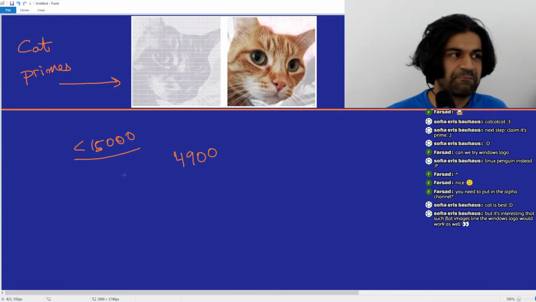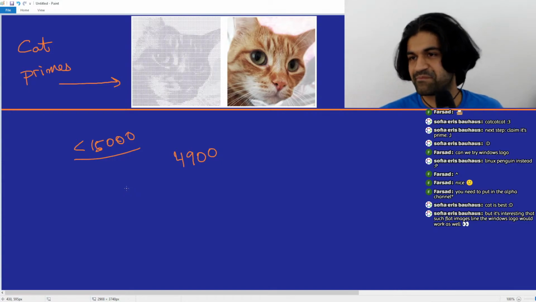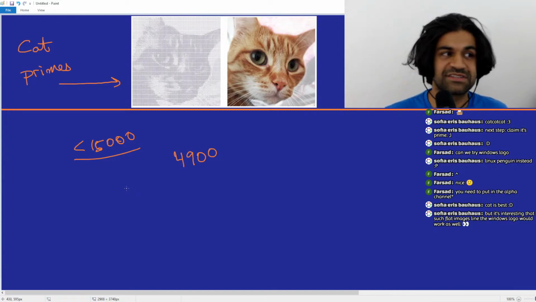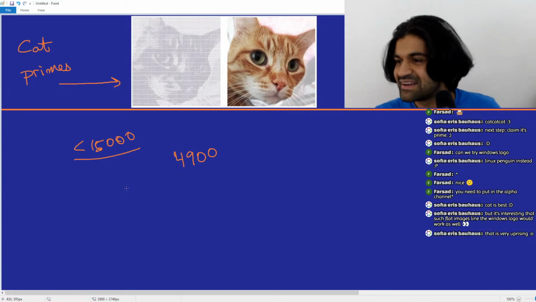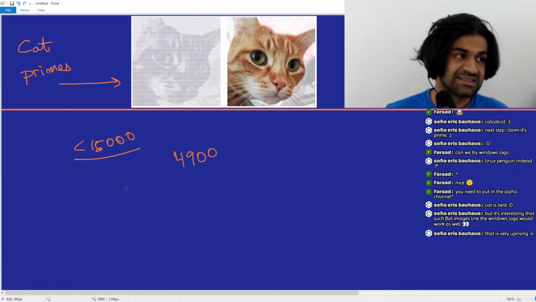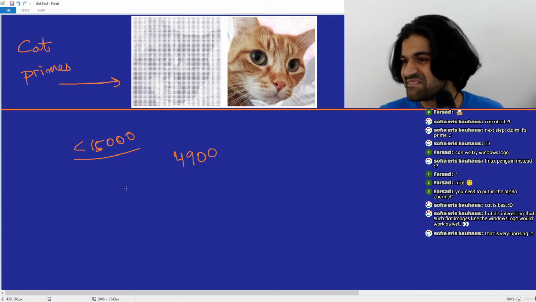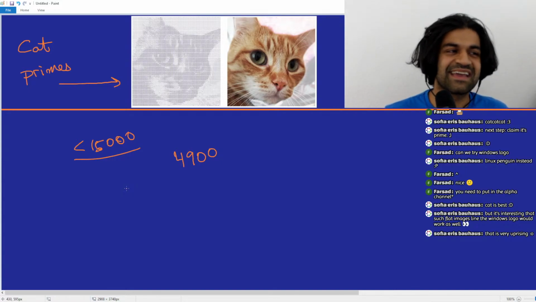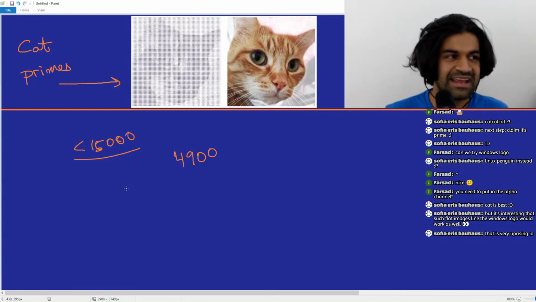But here's the problem. If it takes you forever to tell if a number is prime, then that 15,000 is a lot. Yeah, I agree with you, Sophia. That's extremely surprising. If it takes you a really long time to tell if a number is prime, then it doesn't matter if it's 15,000 or 15. You're in trouble, right?